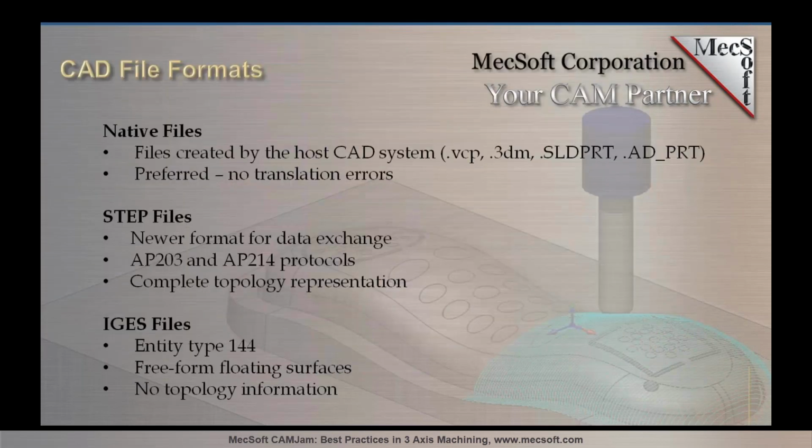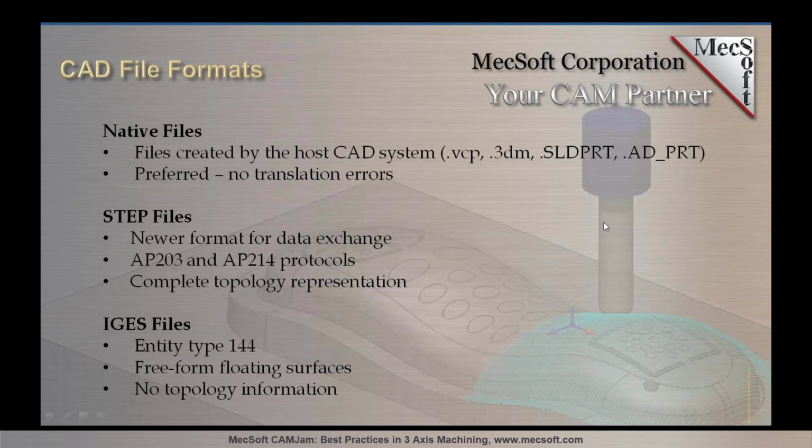Okay, so having talked about the geometry, let's talk a little bit about file formats. If you have the ability to receive the file in a native format, that would be your best option because there is no translation involved. When we say native format, what we mean is, for example, in a CAD system, for Visual CAD/CAM, you have the .vcp files. For Rhino, you have the .3dm. For SolidWorks, you have the .sldprt files, and for LibreCAD, you have the .adprt file.